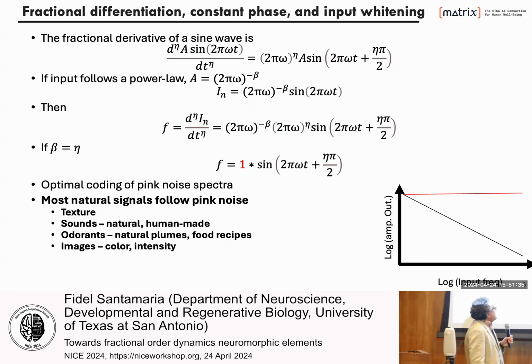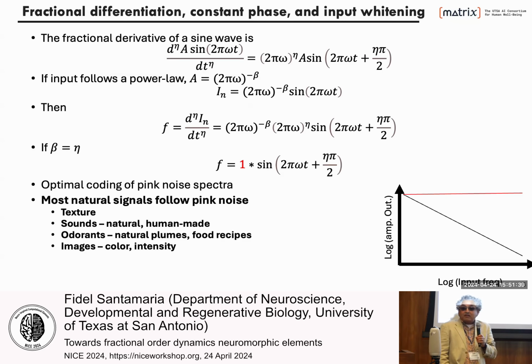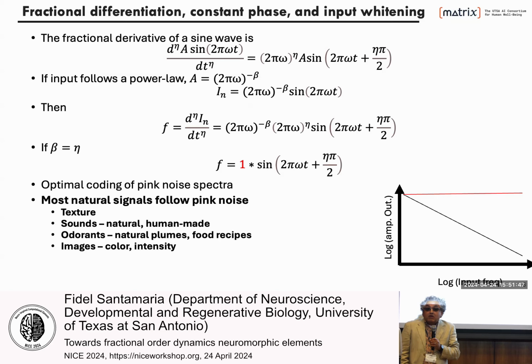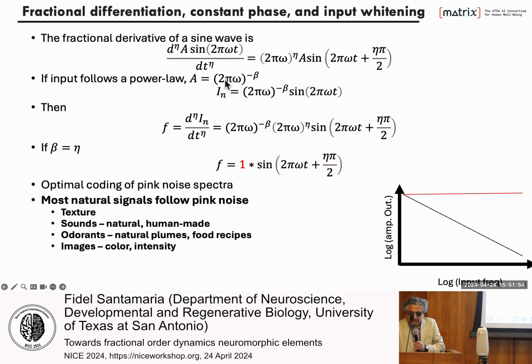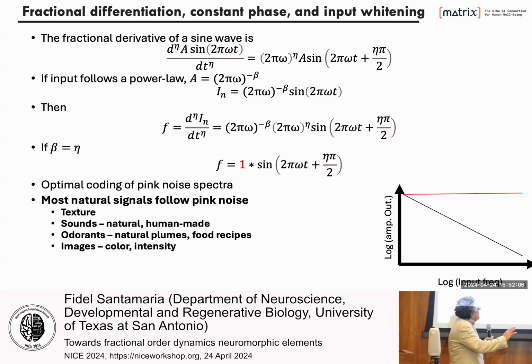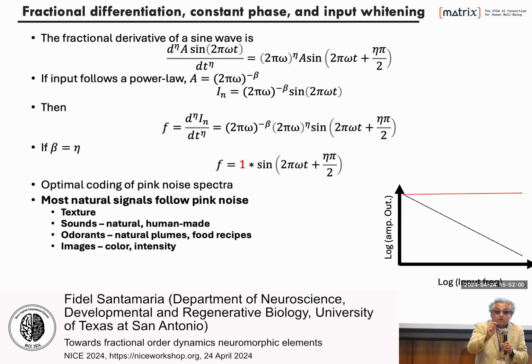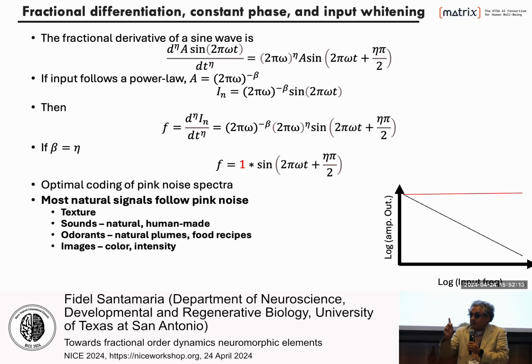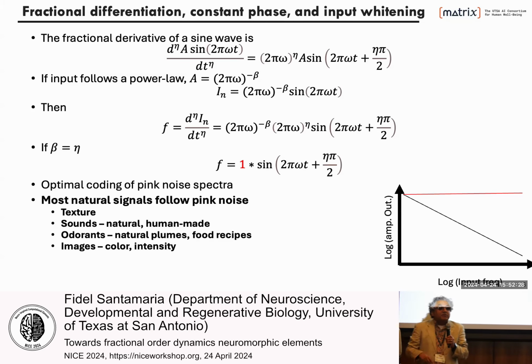What does it give you? Well, if you differentiate a sine wave, it gives you a constant phase. That's the solution of a fractional derivative of a sine wave. And it gives you a power law in the amplitude, in the gain. So that's pretty cool. Because if the input follows a power law, and your encoder is performing a fractional derivative, and the power of the input matches the order of the fractional derivative, the power spectrum of the output is going to be flat. That's whitening the noise, and you know that that's an indication of optimal coding.